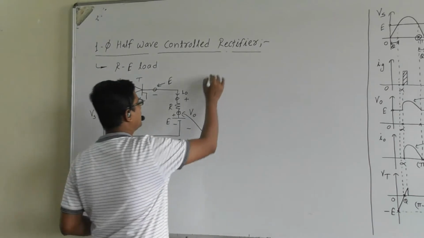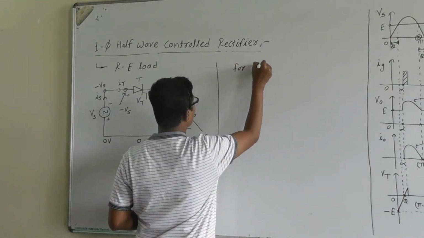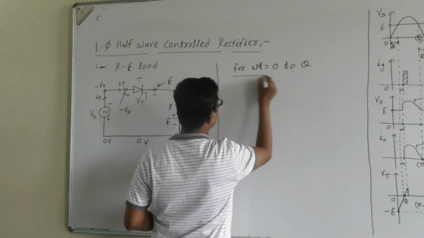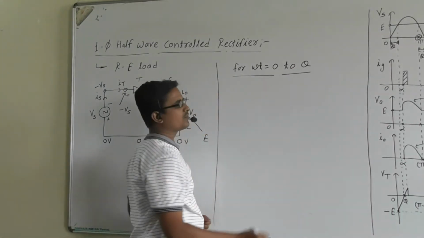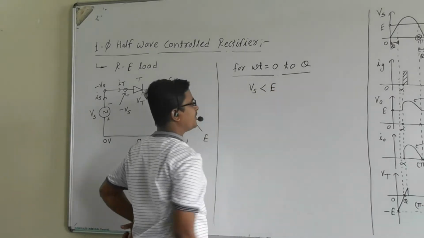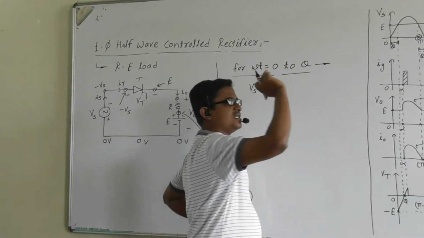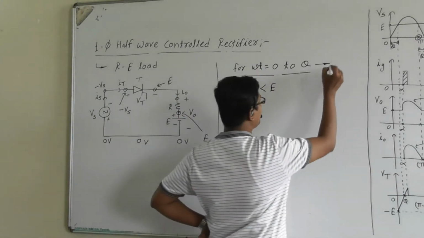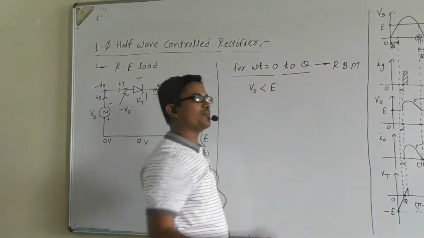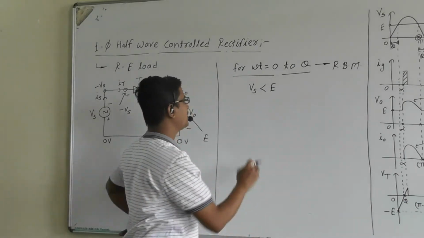Suppose omega t is equal to 0 to theta. Here, what is Vs? Vs is less than E. If Vs is less than E, is the SCR in forward or reverse bias? The SCR is in reverse bias mode, so it is a reverse blocking mode. Recall the VI characteristics of SCR. In reverse bias, we have only one mode, that is the reverse blocking mode. So Vs is less than E.